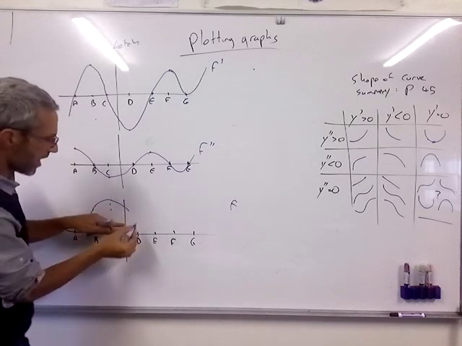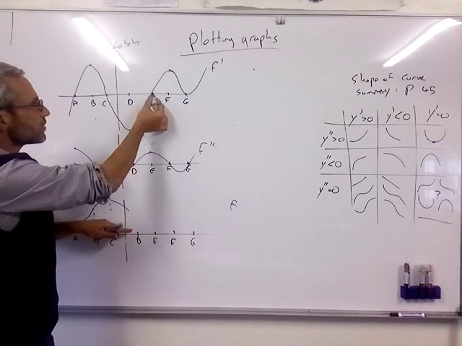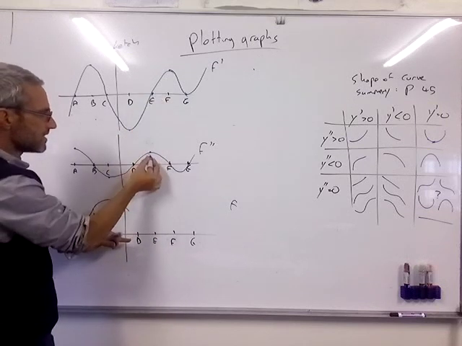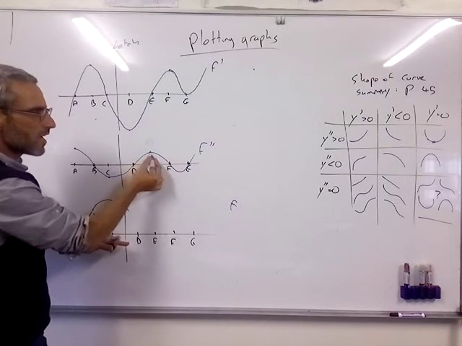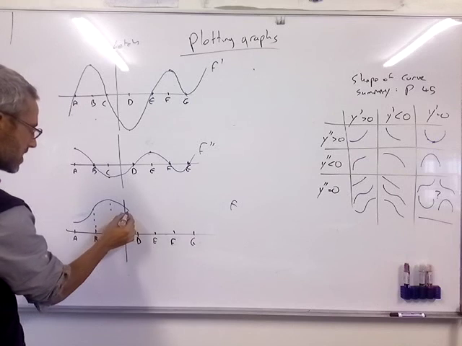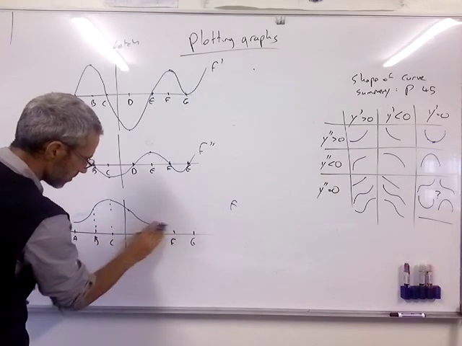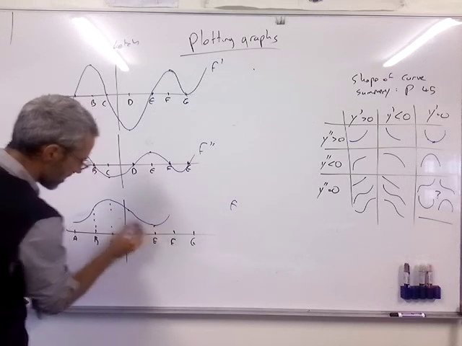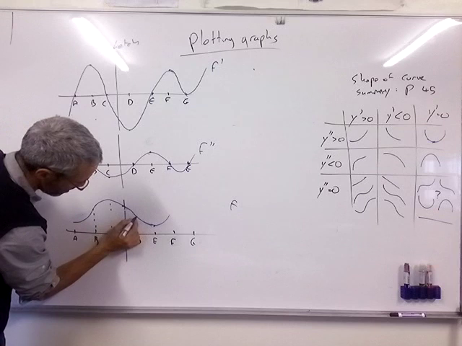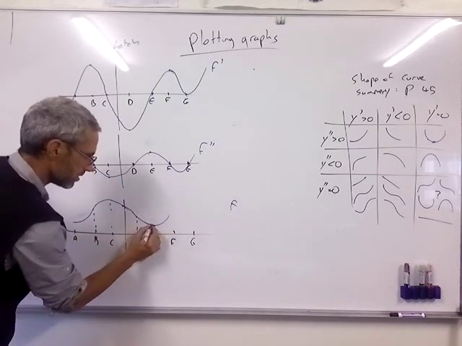And then before I get there, let's have a look at E. At E, the first derivative is 0, so I've got some kind of stationary point. The second derivative is positive, so a positive second derivative is going to be a minimum. So I've got a minimum here, and I have a point of inflection here, where it goes from concave down to concave up.